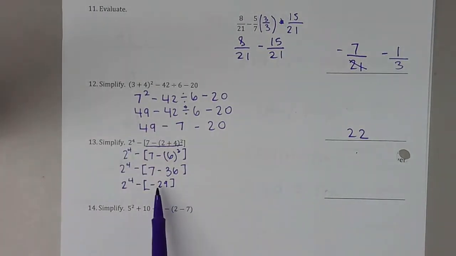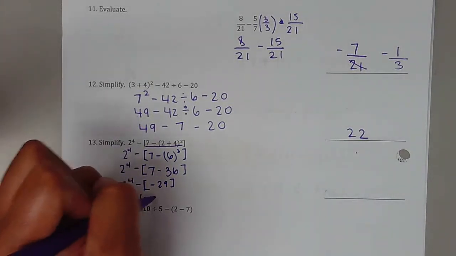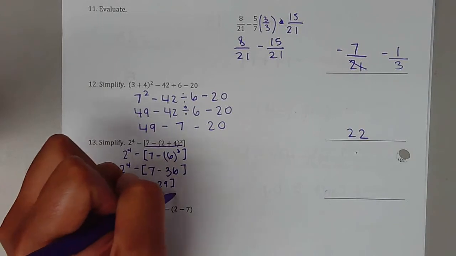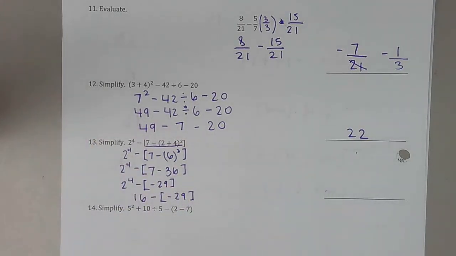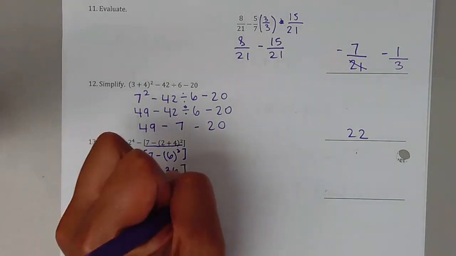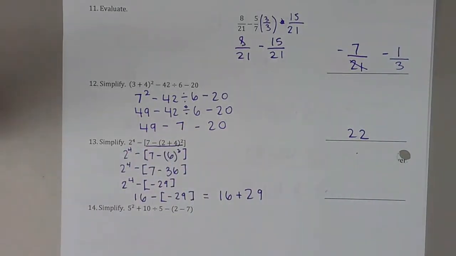All right, now that this is fully simplified inside the bracket, we can move on to exponents. 2 to the fourth power is just 16. We have 16 minus a negative 29. As you guys know, 16 minus a negative 29, that's the same thing as saying 16 plus 29, right? 16 plus 29. That gives us a final answer of 45.